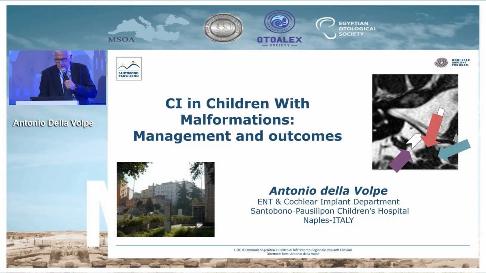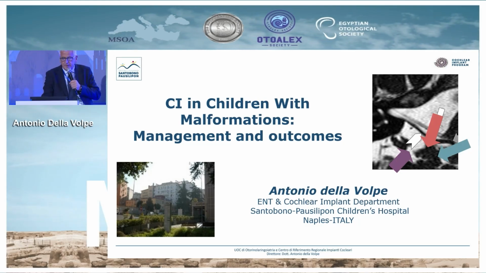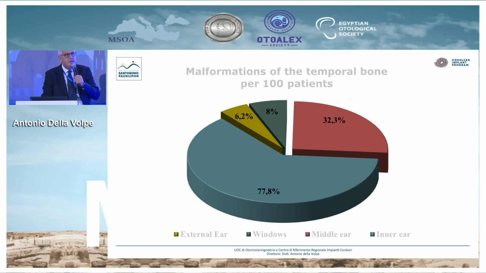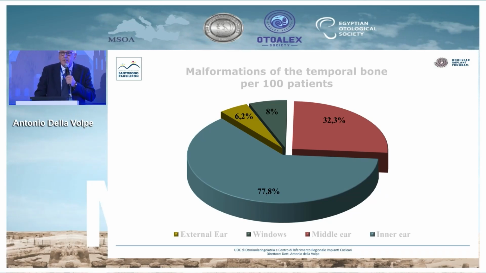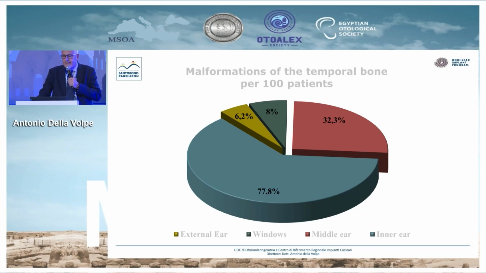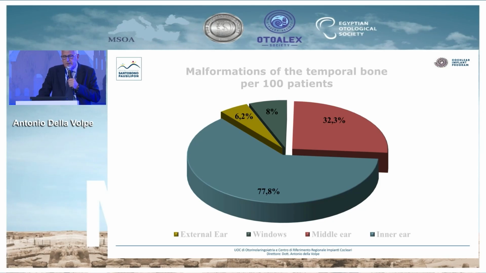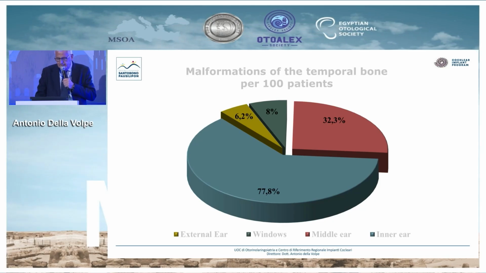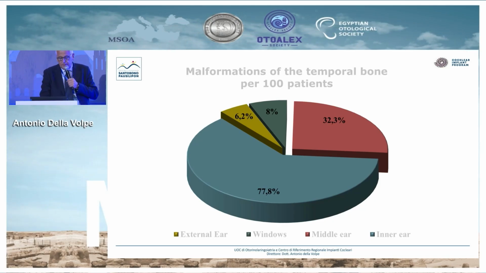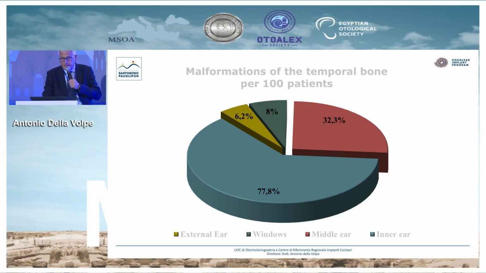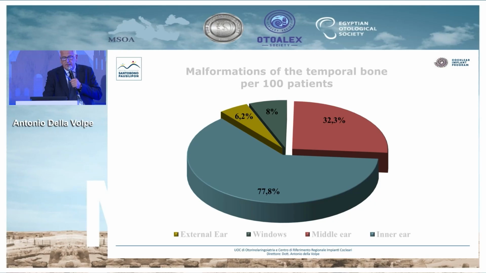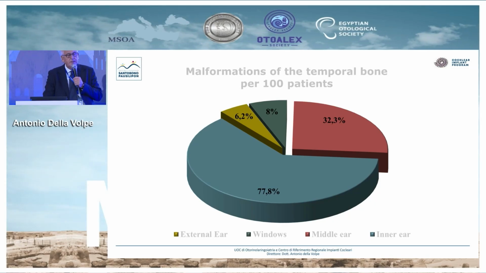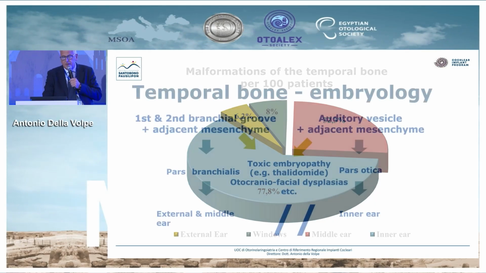The topic that we will share this afternoon is cochlear implantation in malformation. All of us know that cochlear implantation is a safe, effective procedure in deaf children with a normal cochlea. The challenge for the surgeon, but also for the radiologists, speech therapists, and the other people in the team, is to perform cochlear implantation in children with cochlear malformation.